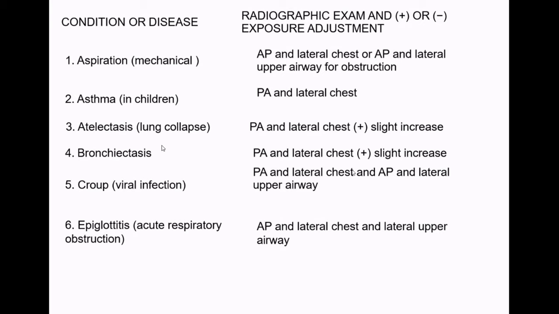For this, AP and lateral chest or AP and upper view can be acquired. For the obstruction, like in asthma, PA or lateral view. For the lung collapse, we can use the PA and lateral view with a slight increase. Now for the bronchitis, we can also use the PA and lateral view.